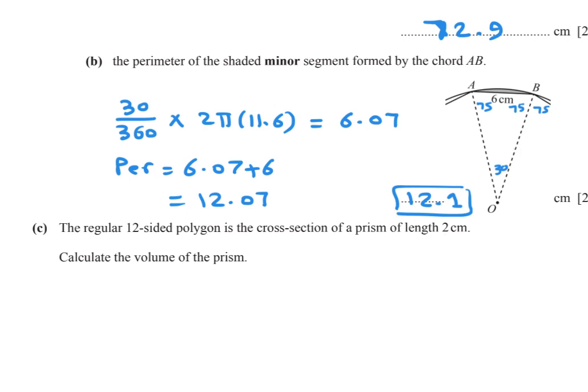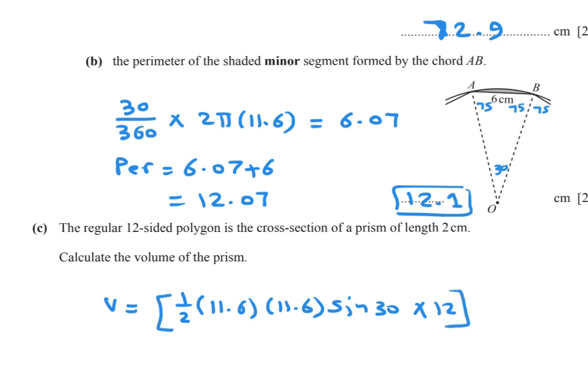So to find the volume, find the area of one triangle: half times side, which is 11.6, the radius, times 11.6, times sine 30. This is one triangle. Multiply by 12 to find the area of the cross-section. Then multiply by 2 to find the volume. This equals 806.3 to 4 significant figures, centimeters cubed.